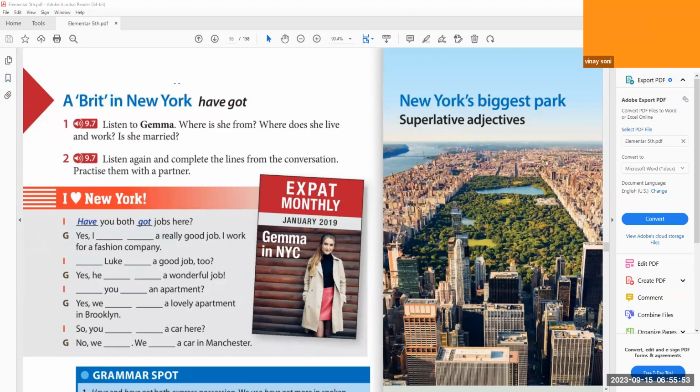9.7. A Brit in New York. So, Gemma, you're British, but you live in New York, yes? Yes, that's right. I'm from Manchester. And, here in New York, do you live on your own? No, I'm here with my husband, Luke. We both come from Manchester.